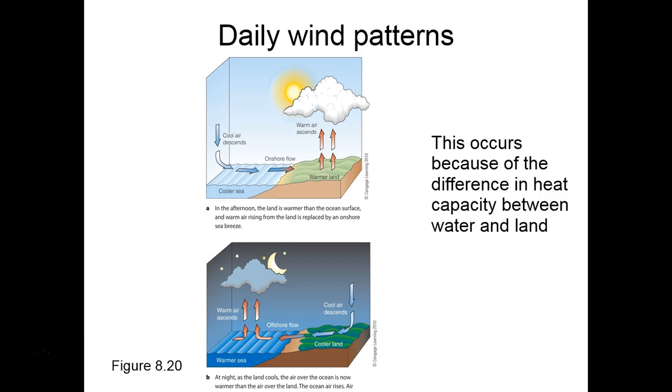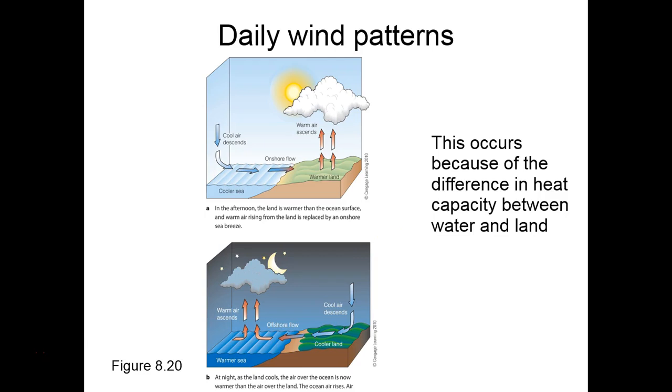Okay, so we can see a daily change in wind patterns in areas that have a large body of water close to them. And these two images are showing you that. In the top image here, we have a coastal area during the day. So during the day, we have the sun beating down on the water and on the land.